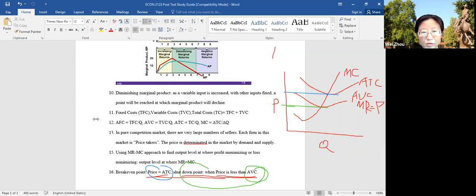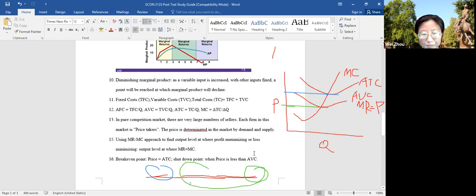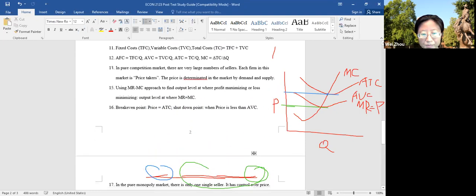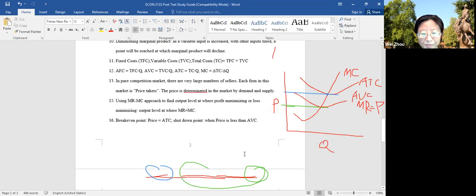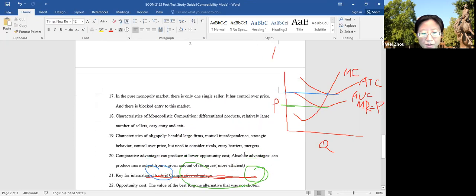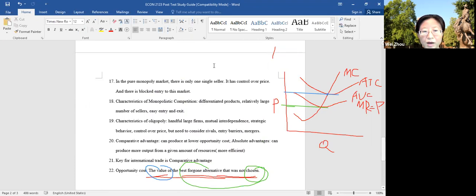All right, let's move to the next one. If you have any question, you need to unmute yourself and then let me know. Okay, so this is about the pure competition part. You need to know the break-even point and the shutdown point. Okay, so now let's talk about the pure monopoly.